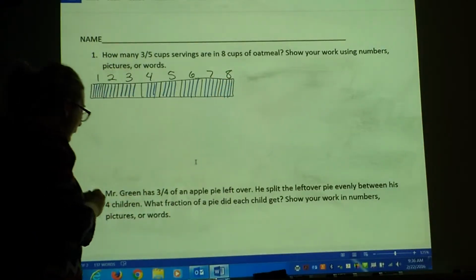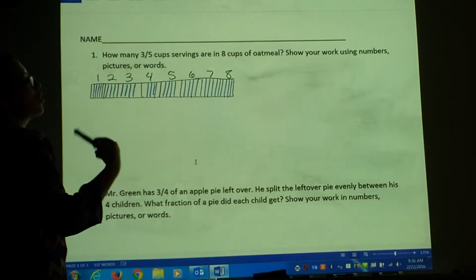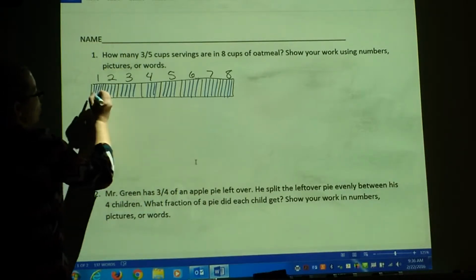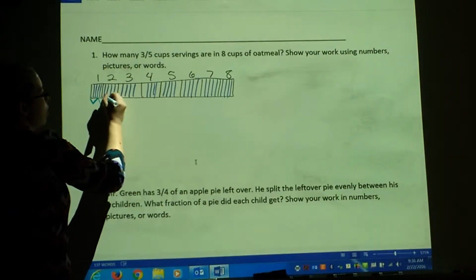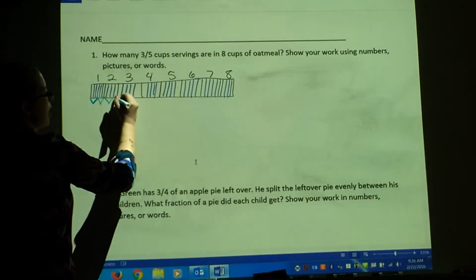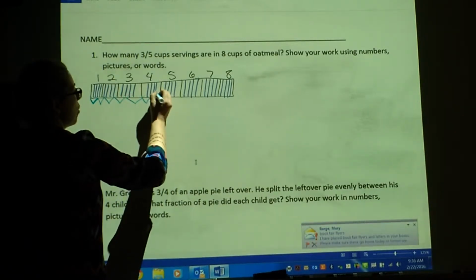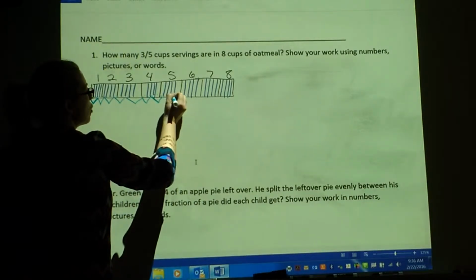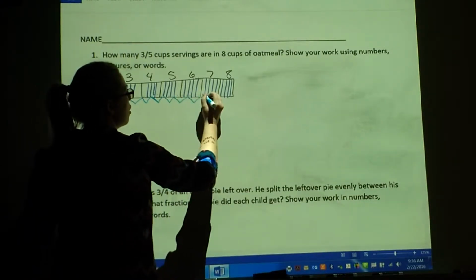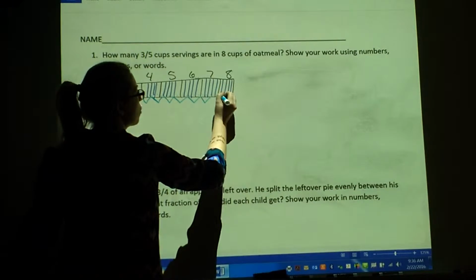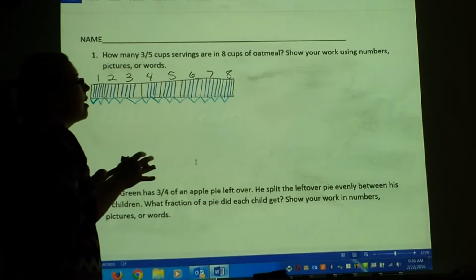And then we're going to see, okay, how many times can we divide out or take out or share 3/5? So we're going to count 3/5. 1, 2, 3. There's a serving. 1, 2, 3. Another. 1, 2, 3. Another. 1, 2, 3. Another. And we keep counting groups of 3 across the bar. And then we just have 1 left over.